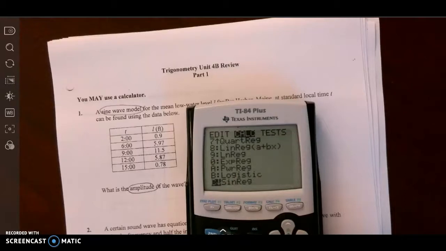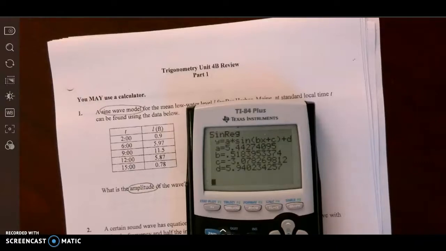Then I can go to Stat and Calc, and I need to look for a sine model. And look, right there. So I'm going to hit Enter. And there's my sine model. The amplitude is my A value, so 5.44. It didn't say what to round to. Let's go to 2 decimal places, 5.44.